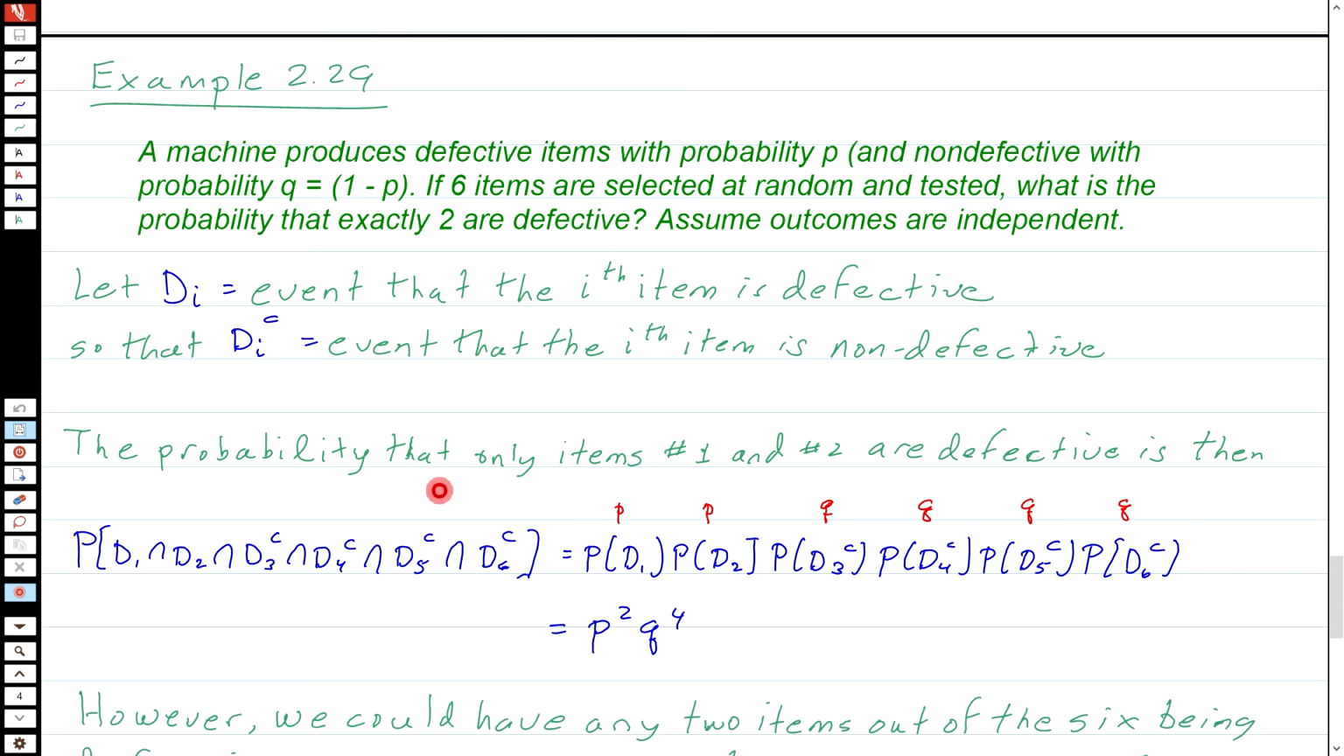Okay, so we can do this. We'll look at a specific case here. Let's look at the probability that items 1 and 2 are defective and the others are non-defective. So that's the probability that I got D1 and D2, all intersected with all the rest being non-defective. And I know that since they're independent, this is just the product of the 6 probabilities. The probability of this one is P, this one is P, and the probability of all the others being non-defective is Q, 1 minus P. So I got P squared Q to the 4th.